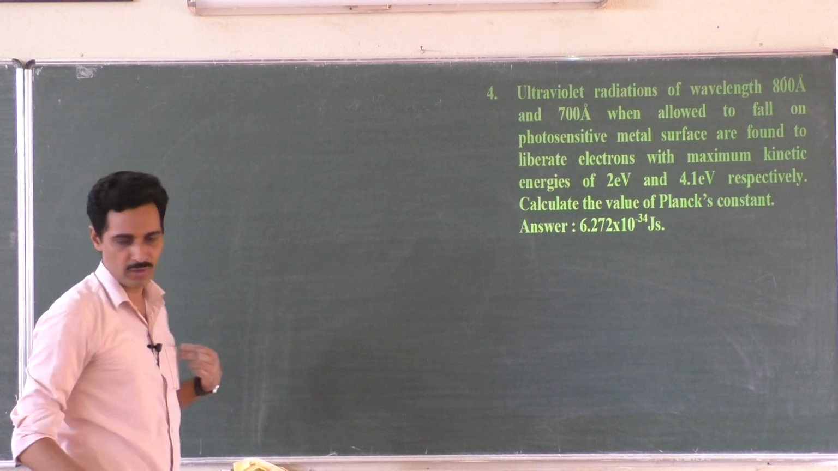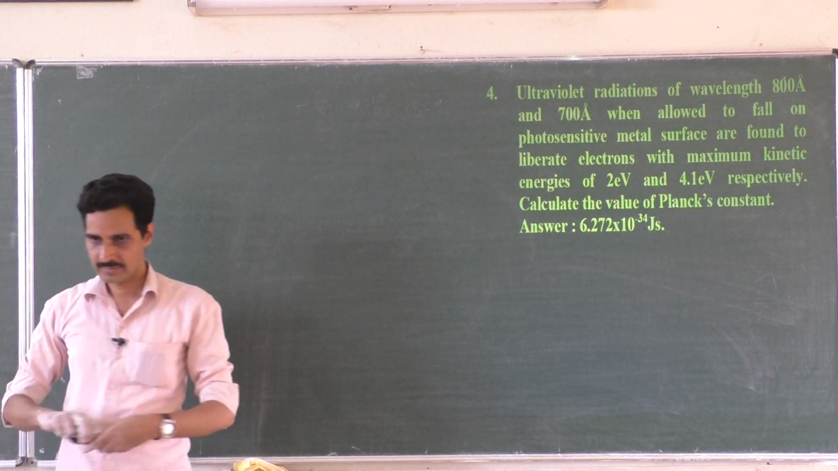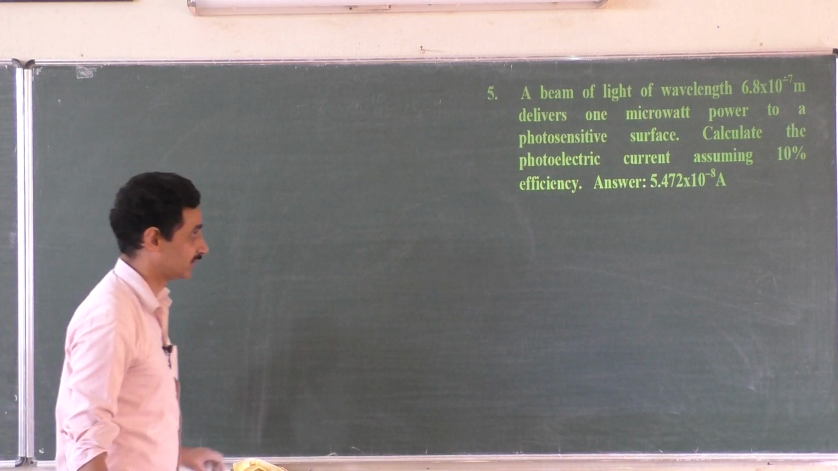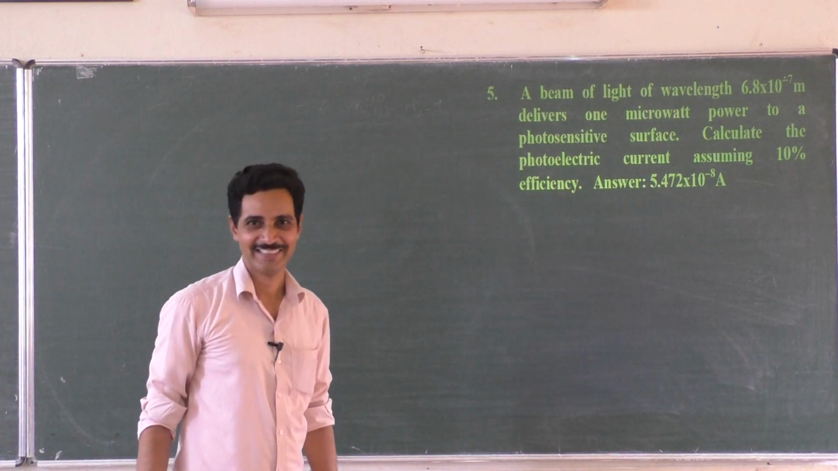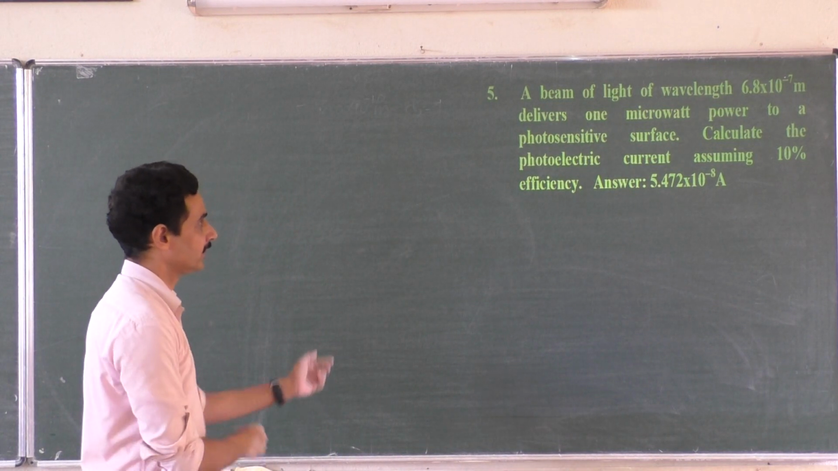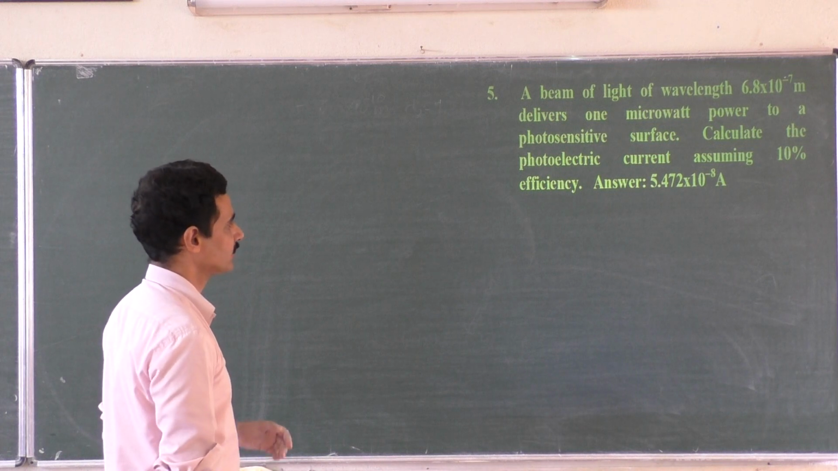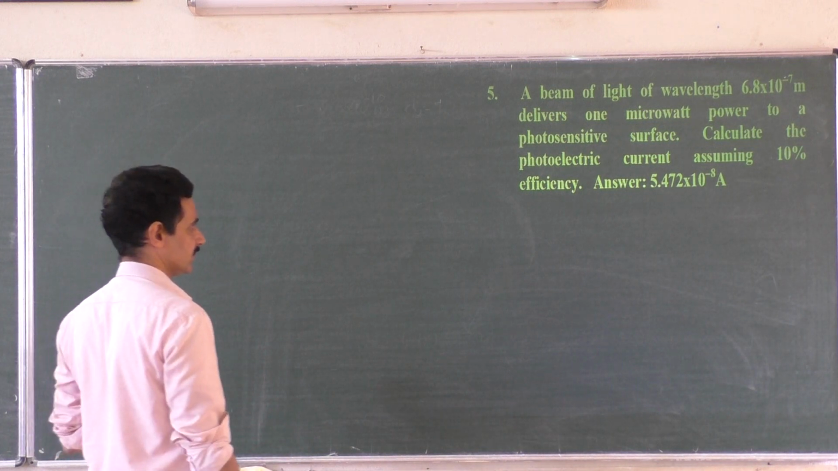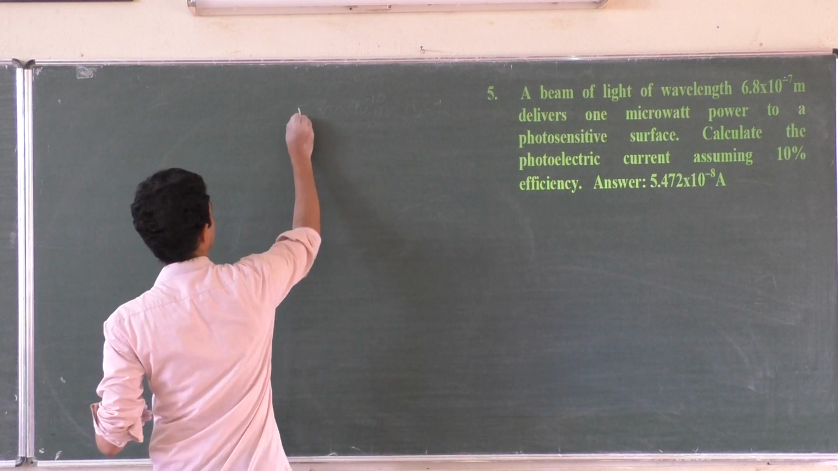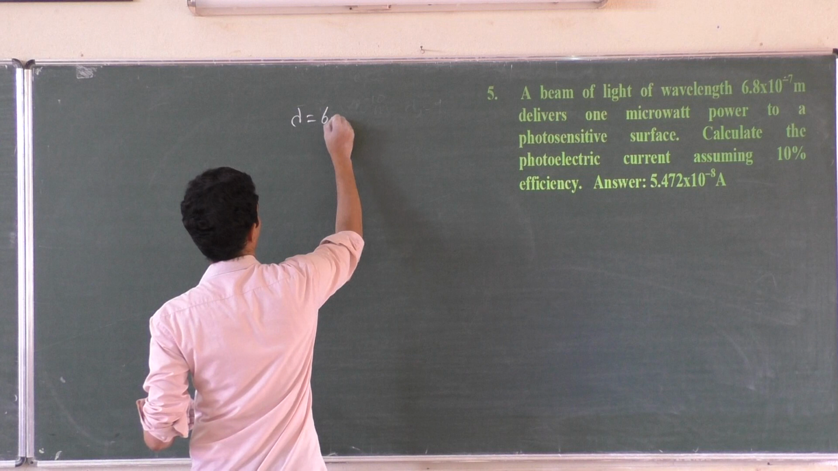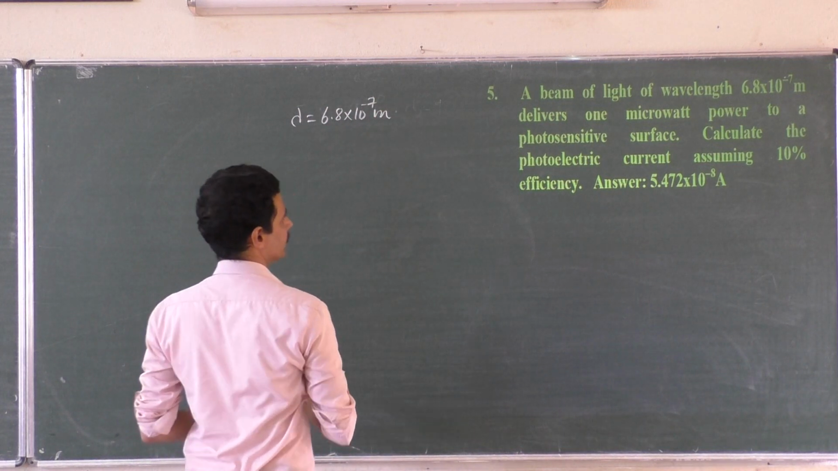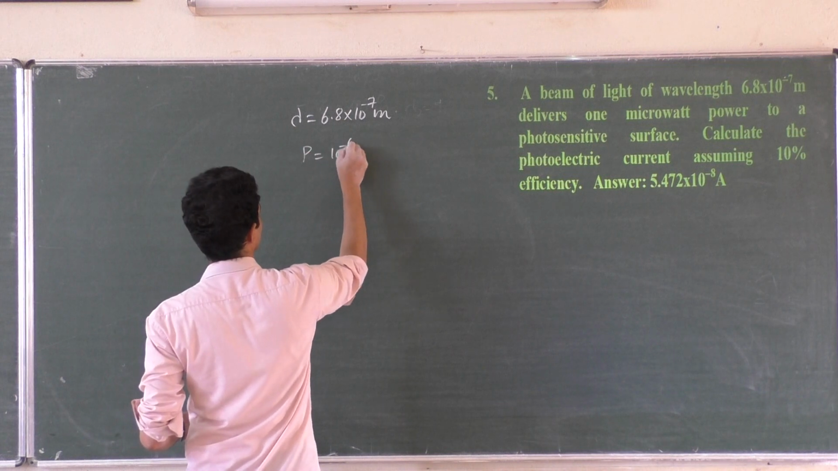Now, shall we move on to the next question? Yes. Even if you say no, I will move to the next question because I have to finish it, right? A beam of light of wavelength so much meter delivers 1 microwatt of power to a photosensitive surface. Yesterday, in the previous class, we did such a problem. Wavelength, only one light now, 6.8 into 10 to the power minus 7 meter delivers power of 1 microwatt.